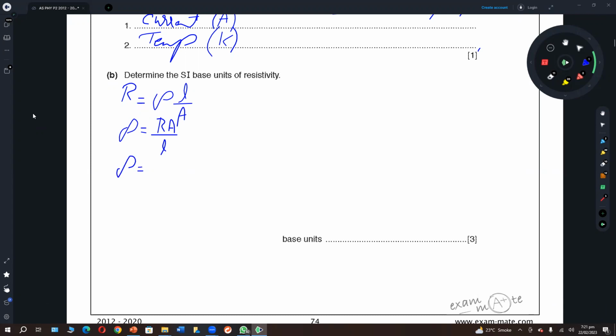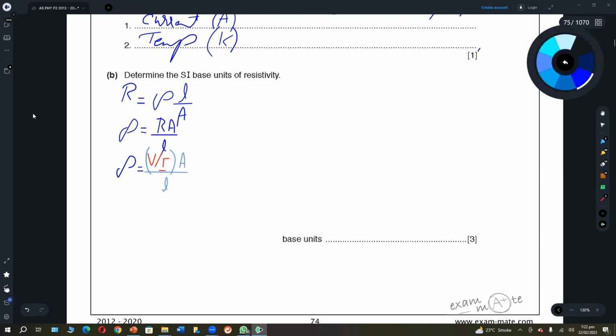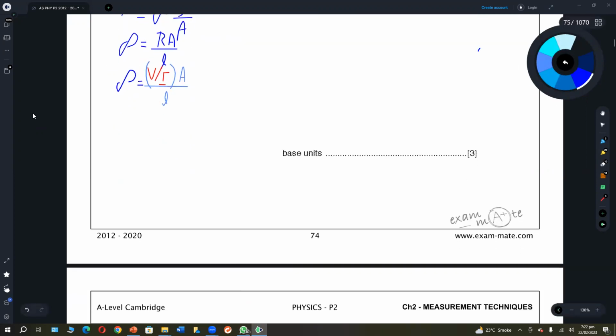We can say, what is the formula for resistance? He's asking for base unit. Resistance is V over I. So this is V over I, it is area, it is length. Now, we reach up to here. V and I are the base units. I is base. What about V? Is V, voltage, a base quantity? No, voltage is not a base quantity.